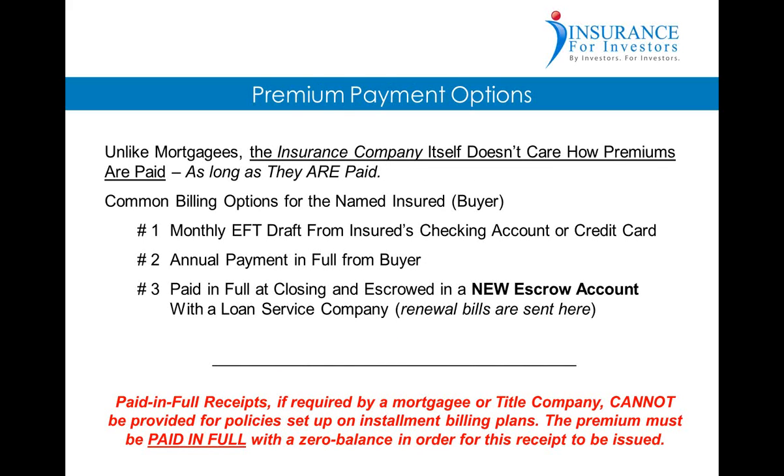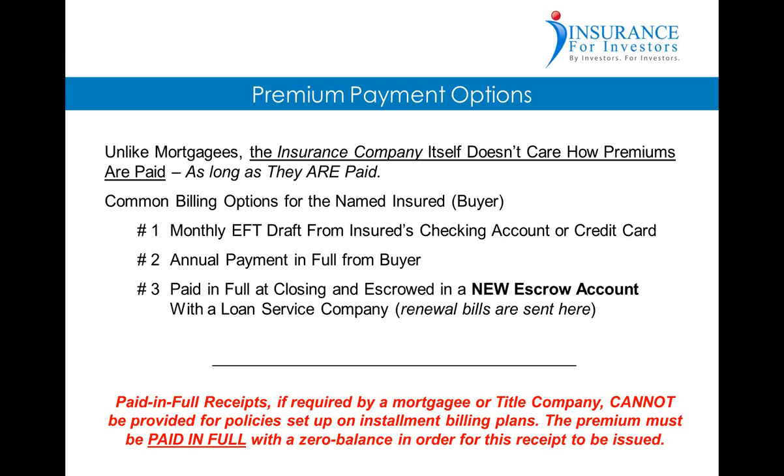Now, here are some premium payment options for insurance. Unlike mortgagees, the insurance company itself doesn't care how premiums are paid as long as they're paid. The buyer, the named insured, can pay by monthly EFT draft, electronic fund transfer, from his or her checking account, or recurring billing on a credit card, depending on the company. That's fine. The insurance company doesn't care as long as they're paid.